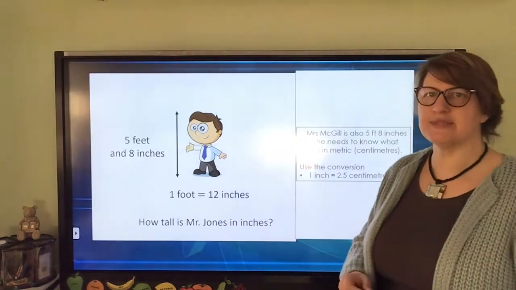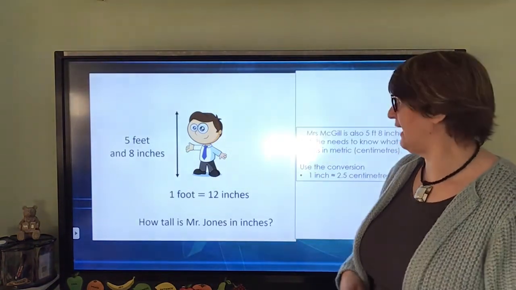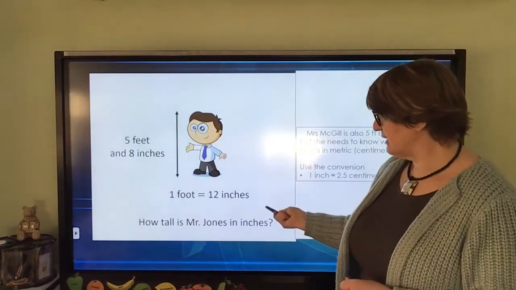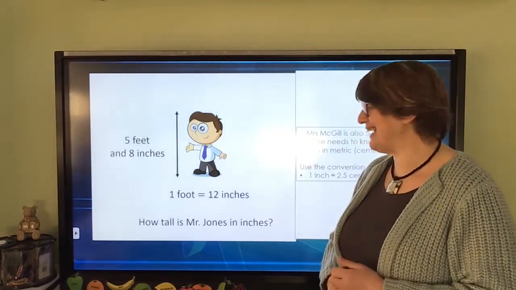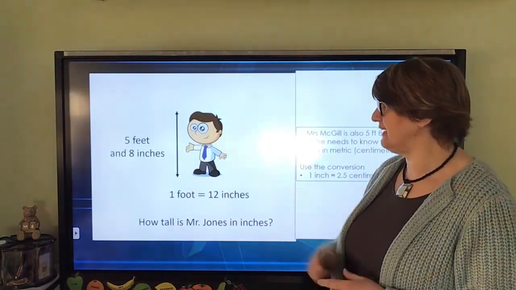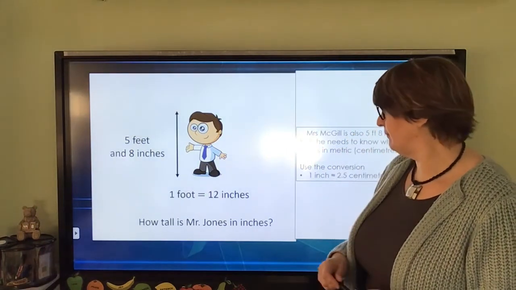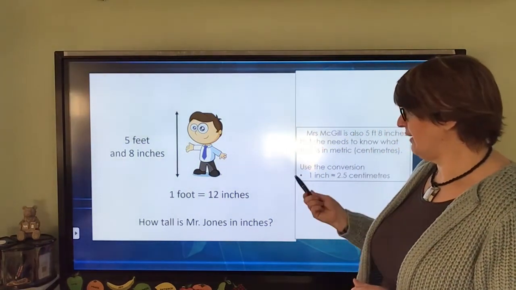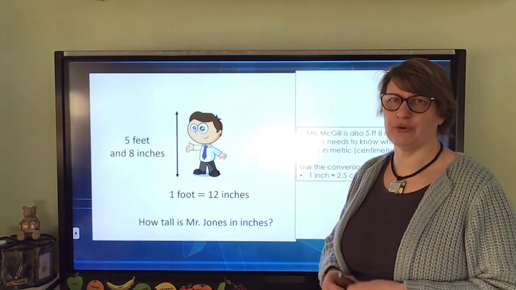Okay, a little bit of problem solving here. As I said earlier, I'm 5 feet 8 inches tall, and so is my little man here. So how tall is Mr. Jones in inches if he's 5 feet 8 inches tall? So have a think and then turn back on.